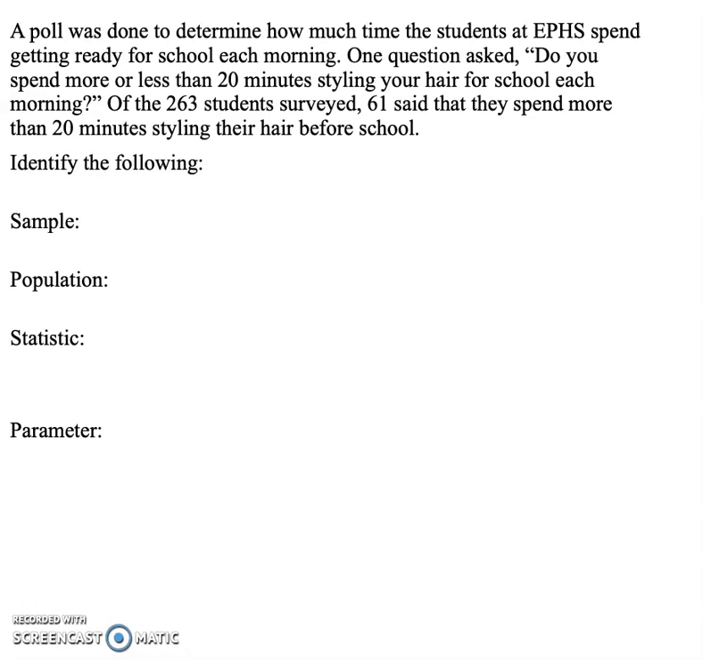Let's apply this to a real-life situation. A poll was done to determine how much time the students at Eden Prairie High School spend getting ready for school each morning. One question asked, do you spend more or less than 20 minutes styling your hair each morning? Of the 263 students surveyed, 61 said they spend more than 20 minutes styling their hair before school. So now what I want you to do is pause the video, see if you can fill in all four of these parts for the above problem.